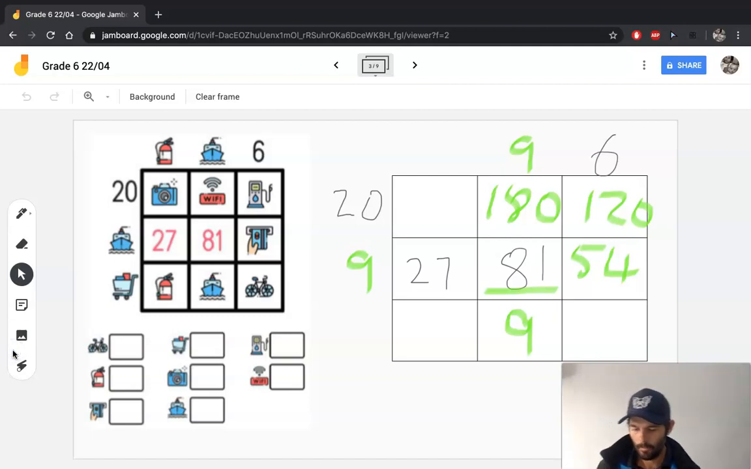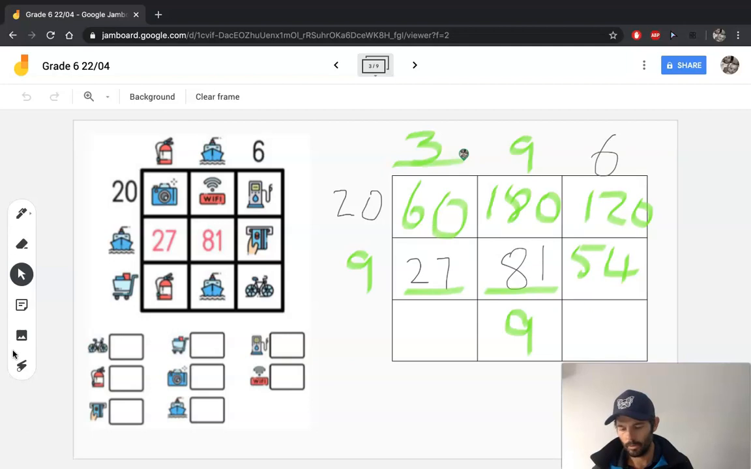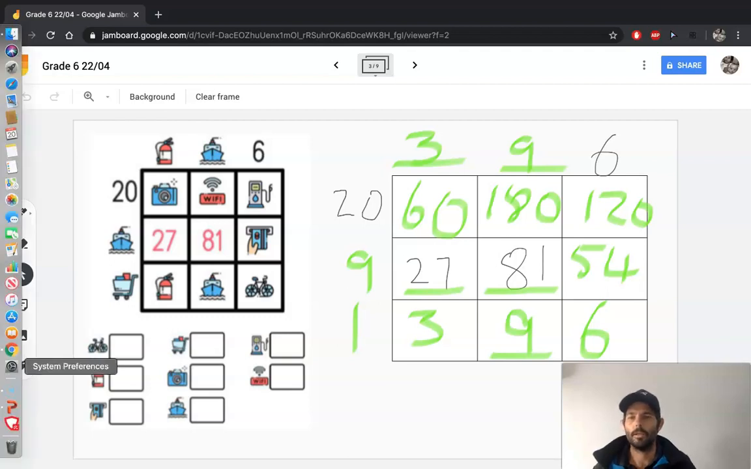From there we can see that 9 multiplied by 3 is 27. Then 20 multiplied by 3 is 60. I know that my fire hydrants are going to be equal. Then I can recognize that 1 multiplied by 3 is 3, 1 multiplied by 9 is 9, and 1 multiplied by 6 means the bicycle is worth 6. Okay, guys, well done if you worked through that.